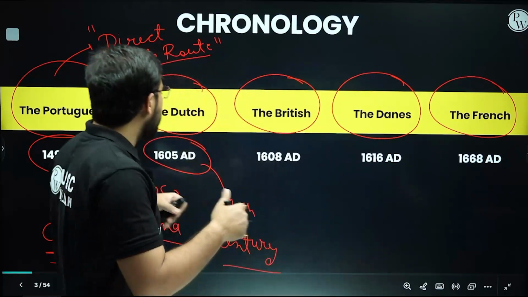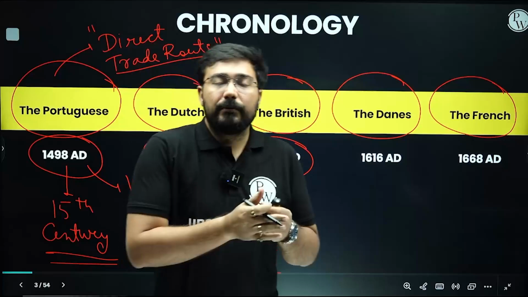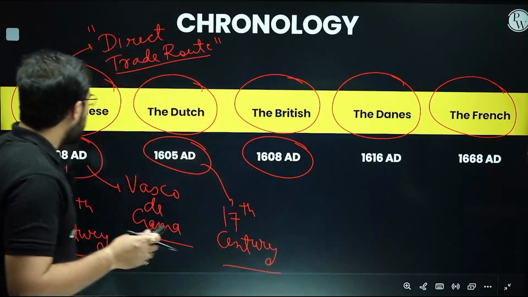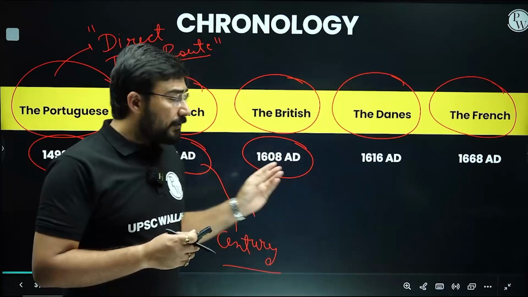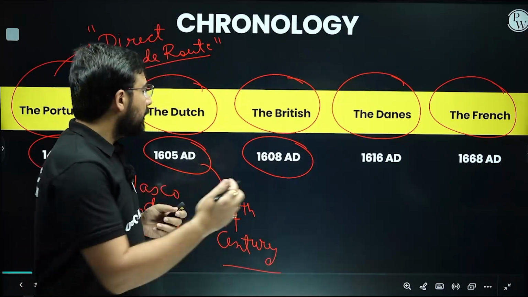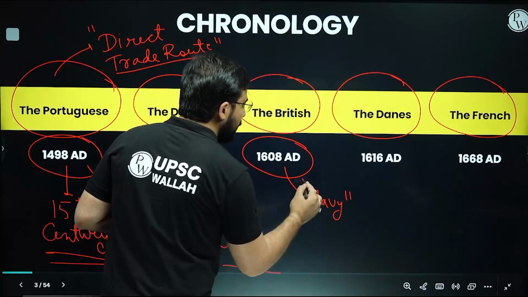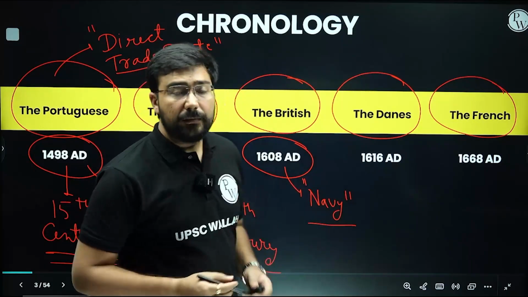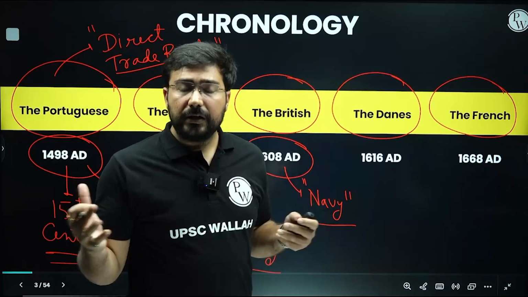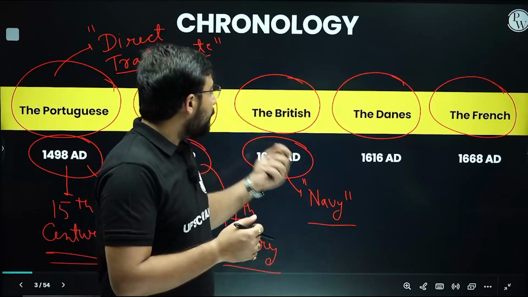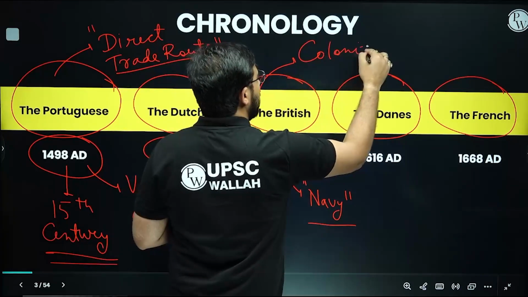But just after the Dutch, we see the entry of the British. The British were not that far behind, right? Initially, there was a gap of 100 years between the first and the second company. But the gap between the second and the third company was hardly a few years. The British had the strongest navy. And in the course of time, they would play a major role in creating the trade linkages between India and Europe. And over a period of time, they would be responsible for the colonization of India.